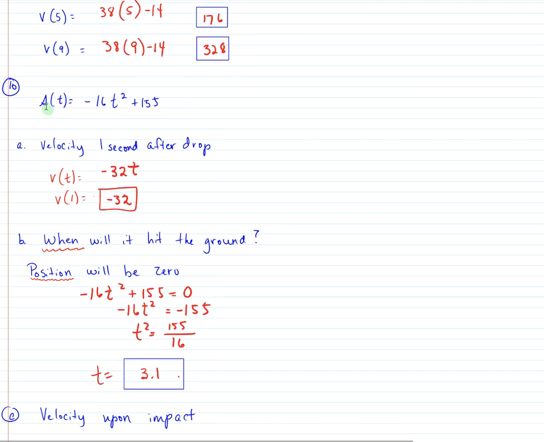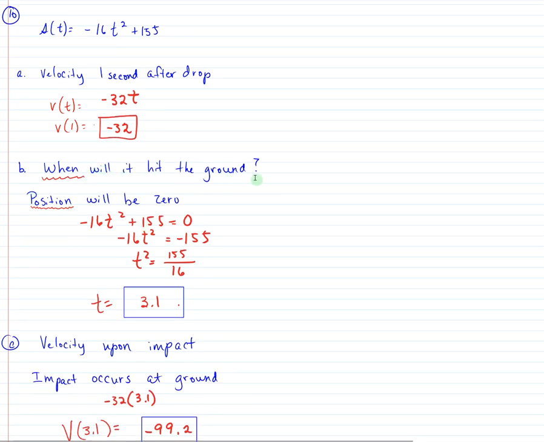It gives us a position function. s of t is equal to -16t squared plus 155. What is the velocity 1 second after the drop? All right, so velocity, remember, is the derivative of the position. So if we take the derivative of this, we get -32t. That goes to 0 because that's a constant. So that's the velocity. And they want to know v of 1. Plug in 1 for t, and the velocity is -32.